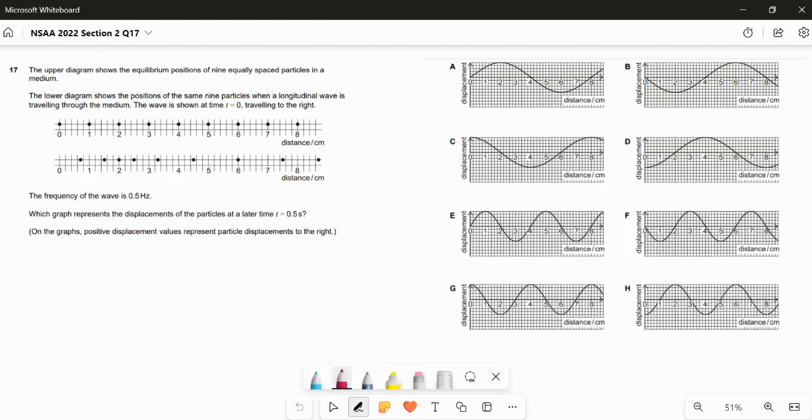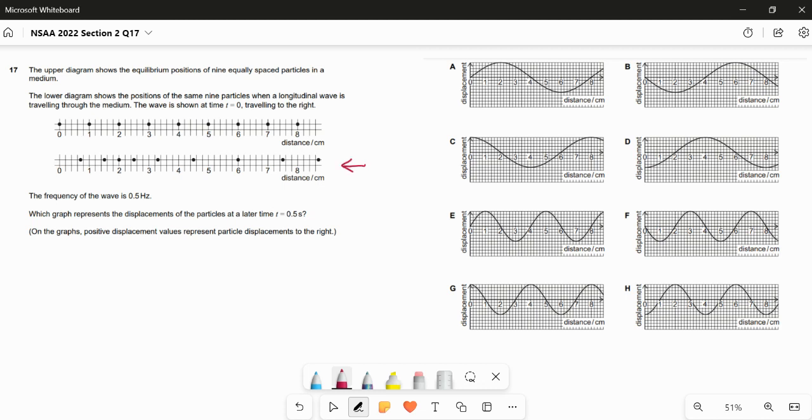Equilibrium positions of 9 equally spaced particles in a medium. The lower diagram shows the positions of the same 9 particles when a longitudinal wave is travelling through the medium. The wave is shown at time t equals 0 travelling to the right. Just to clarify, that is the lower diagram.